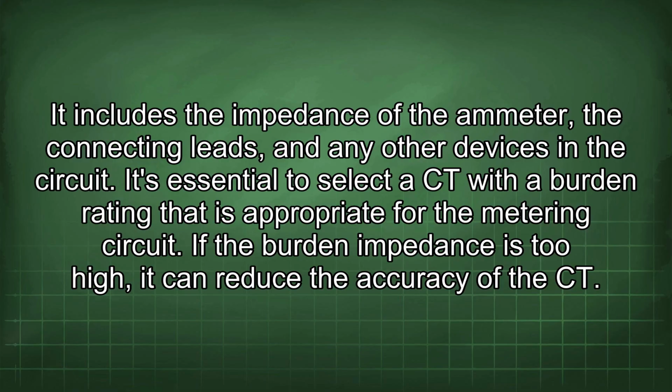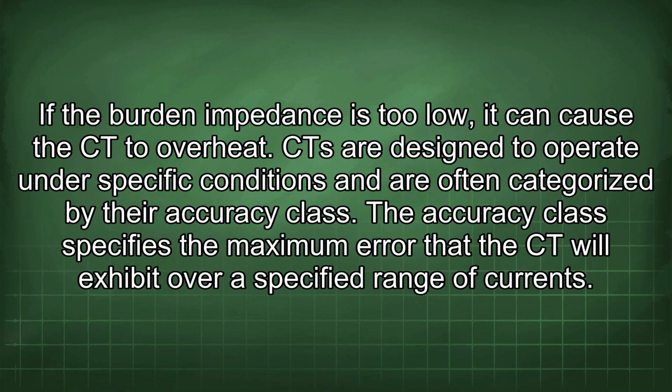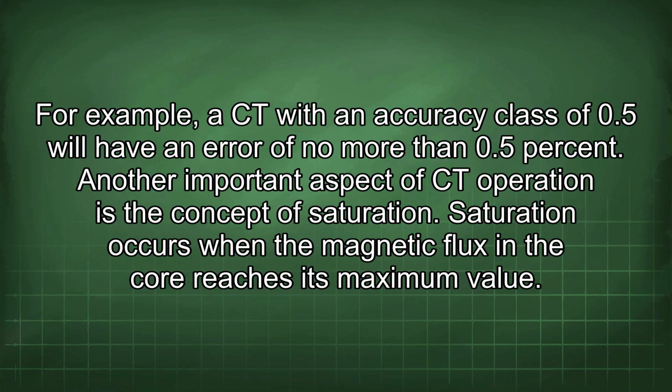It's essential to select a CT with a burden rating that is appropriate for the metering circuit. If the burden impedance is too high, it can reduce the accuracy of the CT. If the burden impedance is too low, it can cause the CT to overheat. CTs are designed to operate under specific conditions and are often categorized by their accuracy class. The accuracy class specifies the maximum error that the CT will exhibit over a specified range of currents. For example, a CT with an accuracy class of 0.5 will have an error of no more than 0.5%.